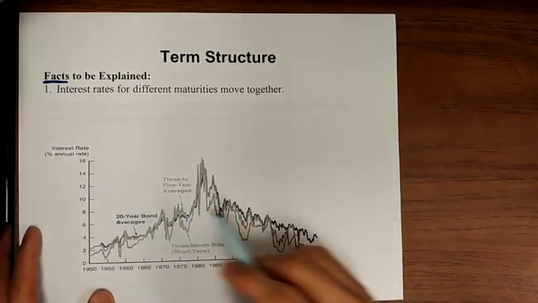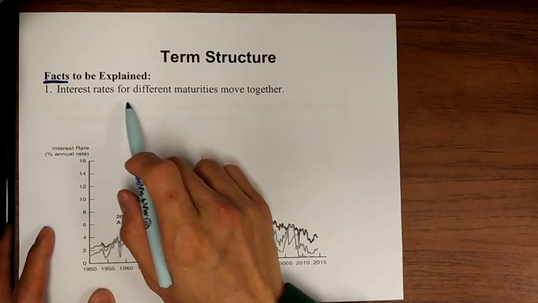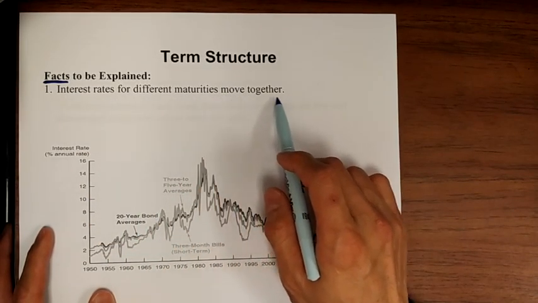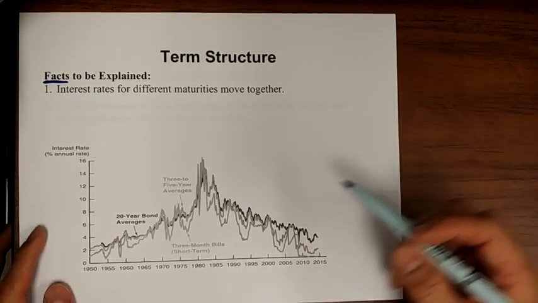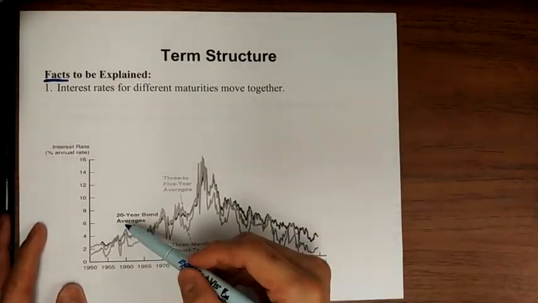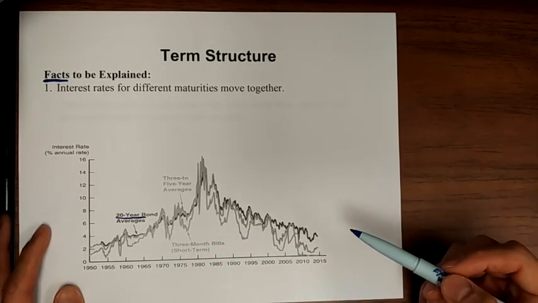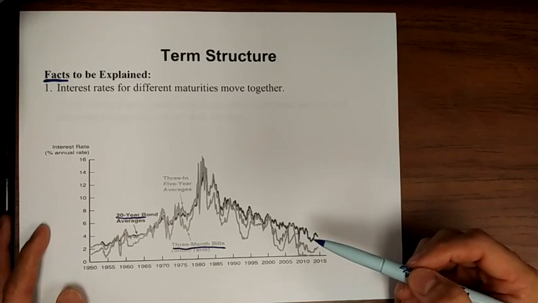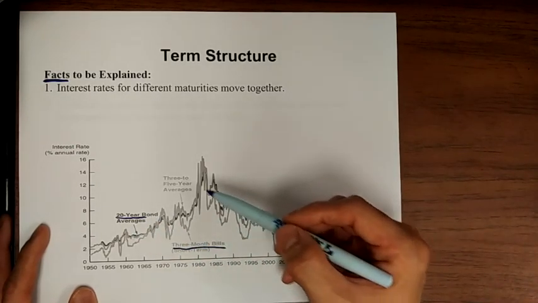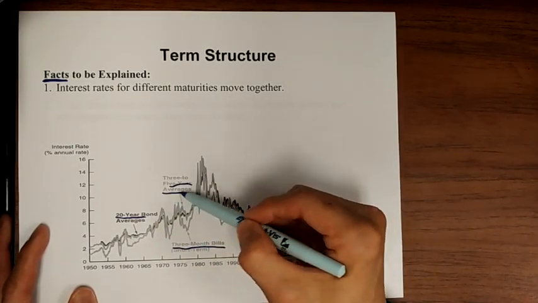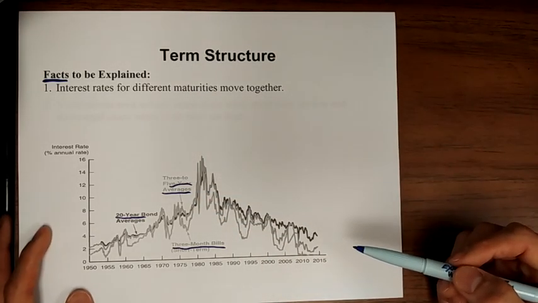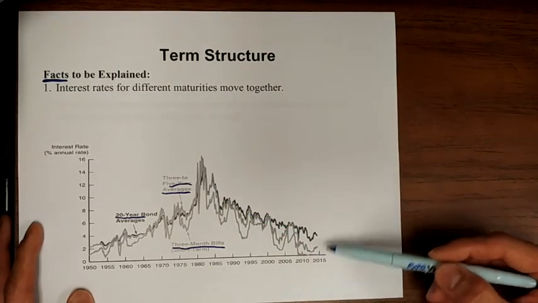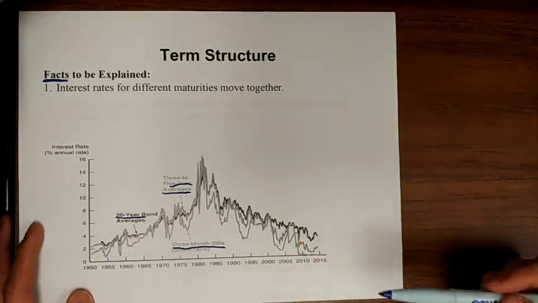The first fact is that interest rates for different maturities in general move together. If you see this graph, 3-month Treasury bills, 20-year Treasury bonds, 3 to 5 year US Treasury notes average. Those interest rates, as you can see, in general move together.